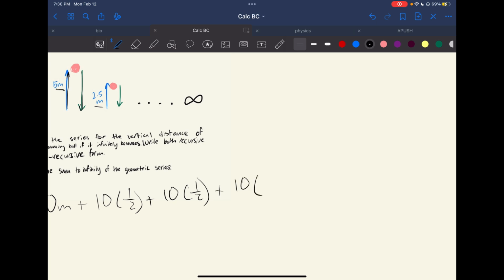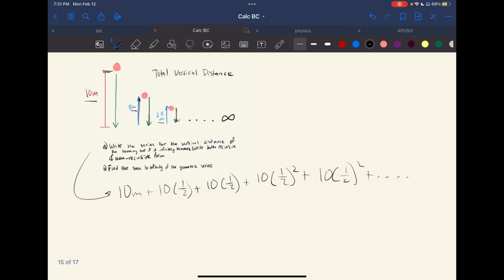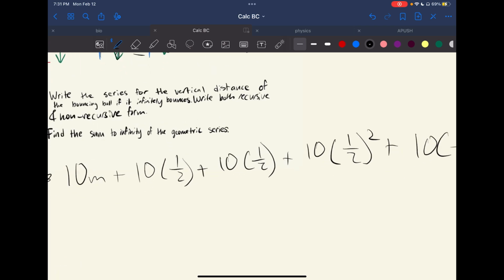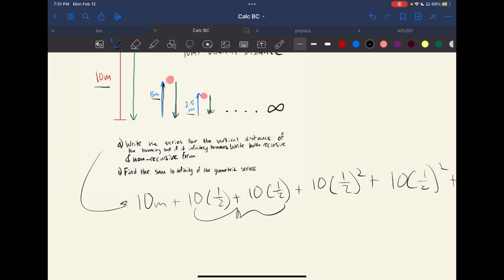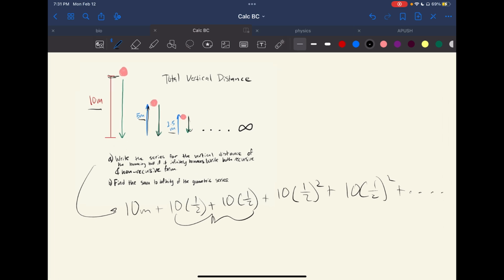And then again, it's going to become 10 times 1/4 actually, but we're going to write that as 1/2 squared. And then when it comes back down, it's going to be again 10 times 1/2 squared. And this is going to continue on and on. If you're confused about this, again, the ball is going up vertically and then it's falling down. So both the ball ascending and descending are being accounted for because we're talking about the total vertical distance, not the direction that the ball is traveling in, okay?